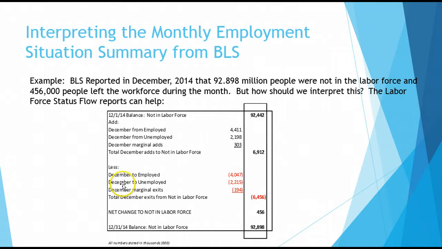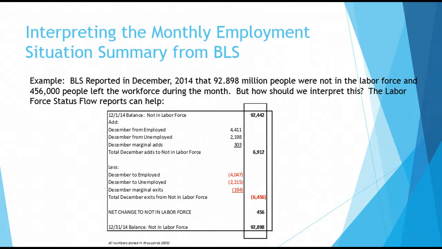Then you have people that went from not in the labor force to unemployed. Those are people who think that their job prospects are better now, so they're now going out looking for work. They don't have a job yet, but they think they're going to find one. That's why they went from not in the labor force, now they're unemployed. And then in this category as well, you also have this marginal exit number, which, like I said earlier, on the ad side, is really mostly just a rounding. So then you have the net change.